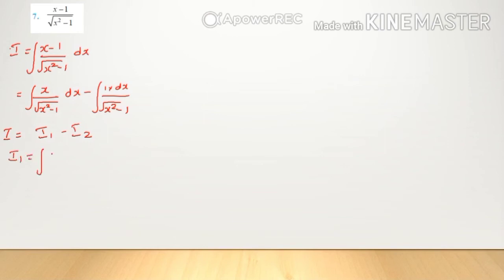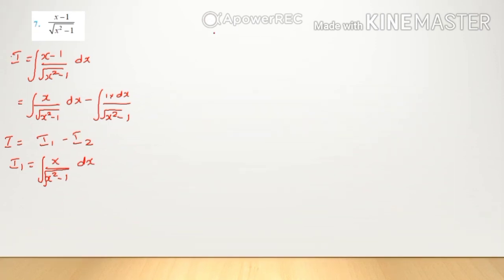So let I1 is equal to the integral of x divided by square root of x square minus 1 into dx. Here I cannot apply any formula. So before applying any formulas, the only option presented is to take a substitution. So let t is equal to x square minus 1. After taking the substitution, we have to differentiate.